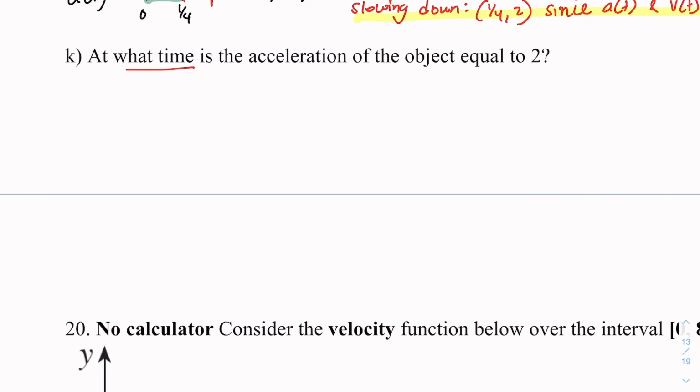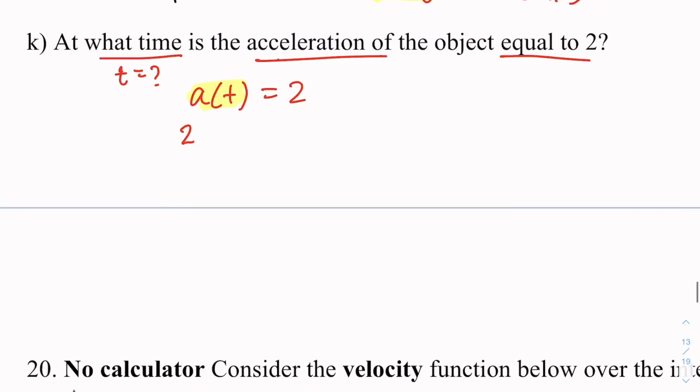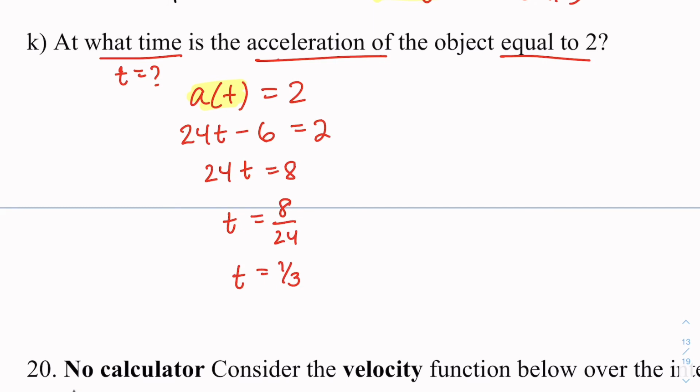Okay, so at what time? You can immediately write that down like t equals question mark. That's what we're solving for. And then acceleration equal to 2. So we're writing a of t equals 2. Great, so if we're solving for t, we need to go and grab our a of t function. And we just set that equal to 2. Let's move the 6, solve for t. And we're done. So acceleration at time 1/3, or at t equal to 1/3, our acceleration equals 2. And we answered the question. And we're done.